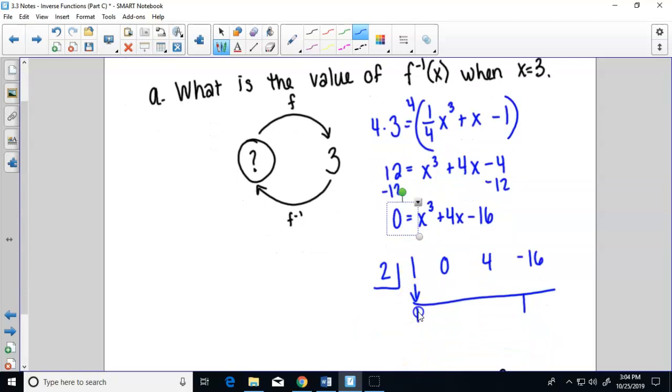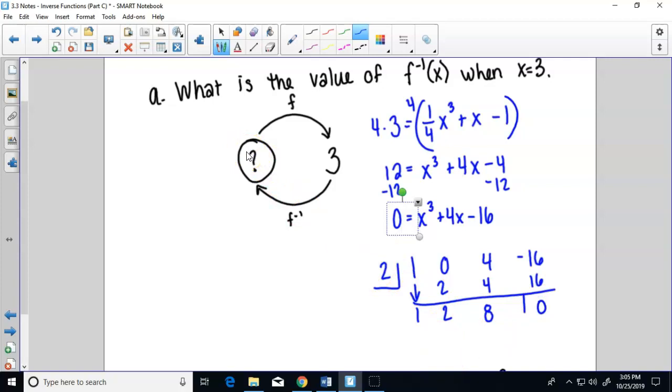So we bring down our 1. 1 times 2 is 2. 0 plus 2 is 2. 2 times 2 is 4. 4 plus 4 is 8. 8 times 2 is 16. And that gives you a 0. So 2 is the value that you would use here.